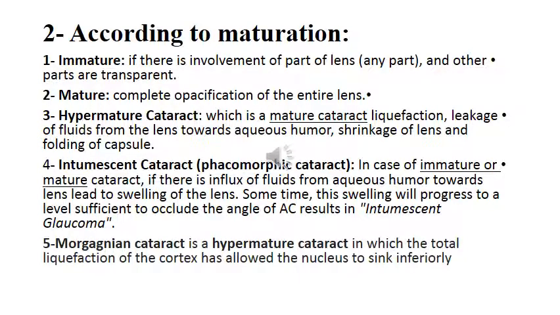Morgagnian cataract is another type of hypermature cataract. So the hypermature cataract, where there is a shrunken capsule and a liquefied cortex, can develop into a Morgagnian cataract. What is Morgagnian cataract? The total liquefaction of cortex happens in this hypermature cataract and is followed by sinking of the nucleus inferiorly.